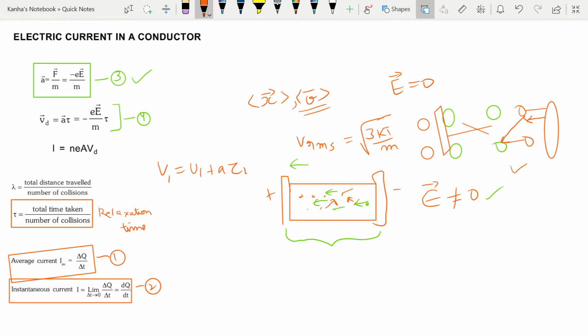So what does this mean? If I have these ions, an electron comes and collides here. So what will be the time before the second collision? Maybe here or maybe here, anywhere. But what will be the time before the second collision happens? That is given by this. And another quantity that we define is mean free path, given by lambda, the total distance traveled by the number of collisions. What this again tells you is the length it travels between two collisions, the average length.